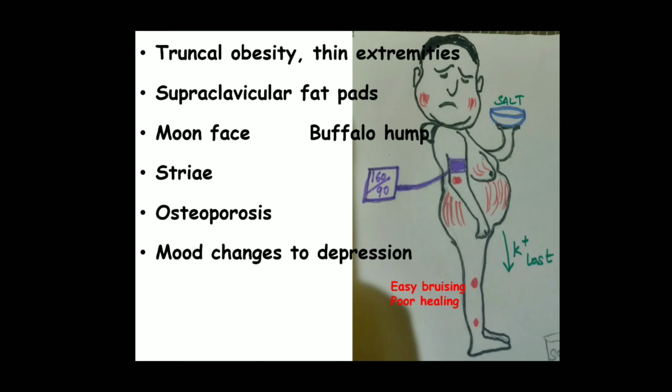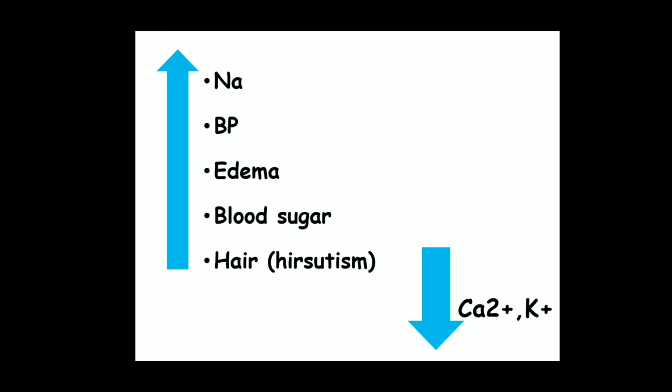Mood changes can even lead to depression. Because of the immunocompromise, it can lead to infections, and it affects the menstrual cycle of females. Mainly it inhibits the gonadotropin releasing hormones, and thereby it affects the reproductive function, and it also causes easy bruising and poor wound healing. So these are the important features of Cushing's disease.